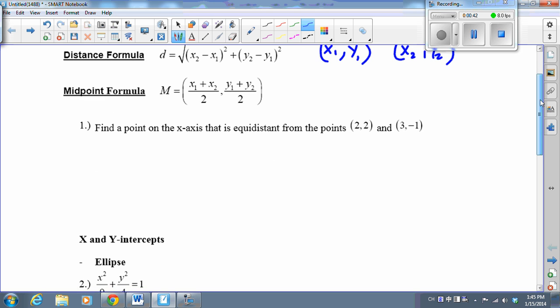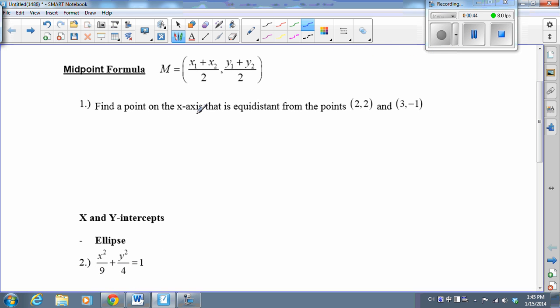Let's look at the first one. It says find a point on the x-axis that is equidistant from the points (2, 2) and (3, -1). Well, in order for you to find this point, I will just do a little sketch here. The first point is the point (2, 2). So if I want to plot that point, imagine this is 2 and this is 2. It will be a point here. The second one is (3, -1). It will be a point here.